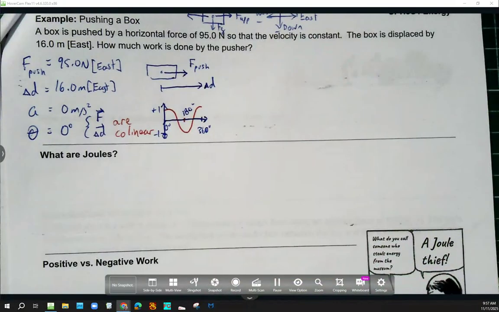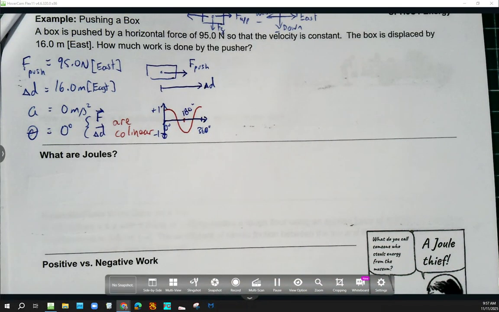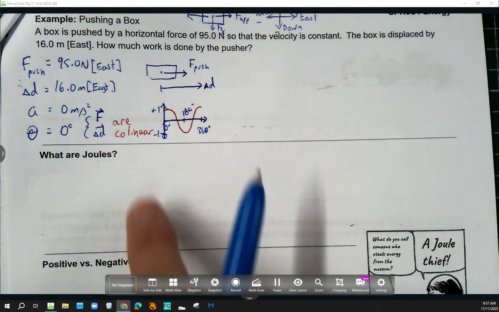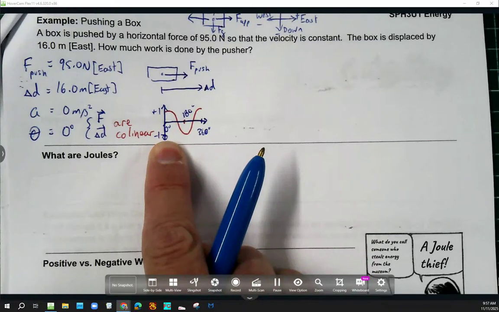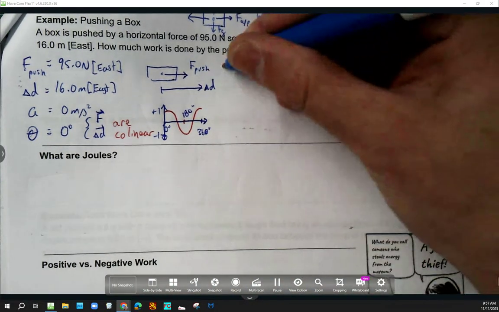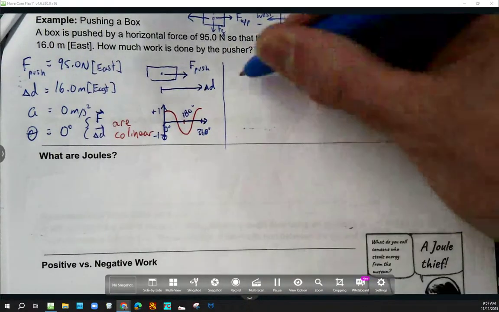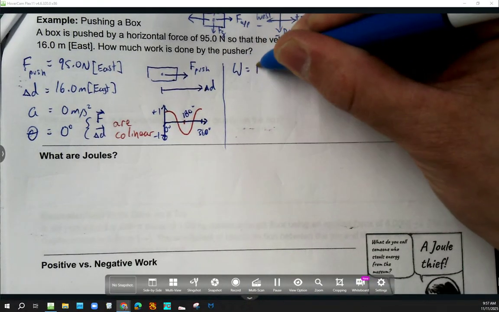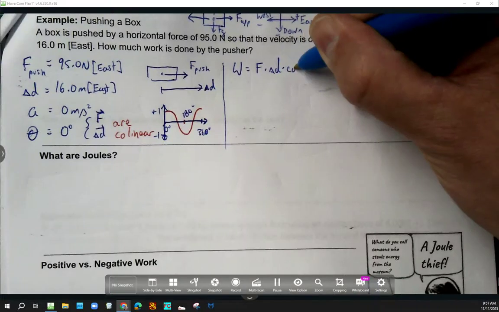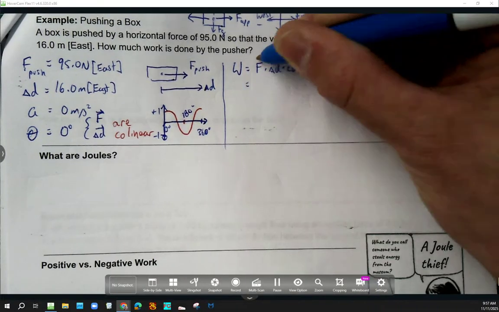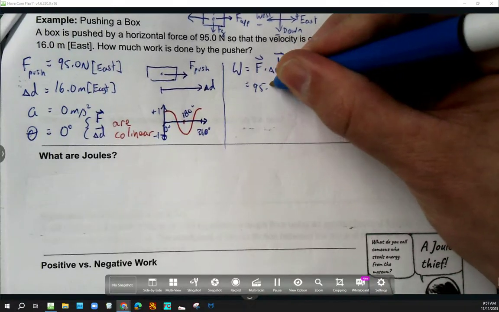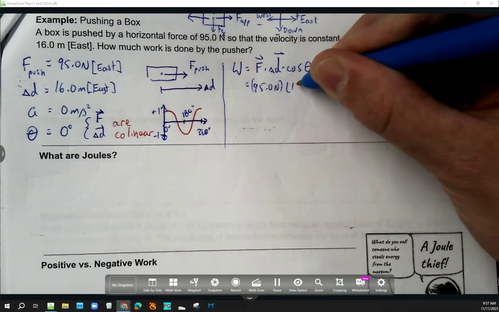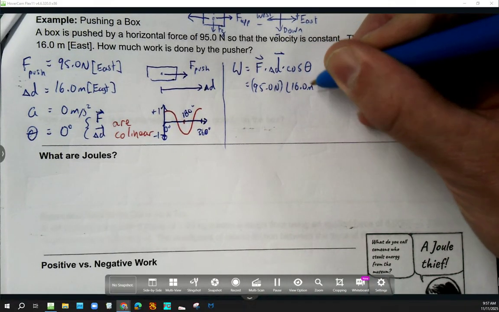And so keeping that in mind, as a quick little thing that I should have in my head, if I've got a theta of 0 degrees, notice that's going to correspond to this curve if I'm going to do cosine of that angle. The only reason I bring that up is because we're going to have to calculate the work done by this pusher, and the work done by the pusher is equal to force times displacement times cosine of the angle between those two vectors, force and displacement. So I've got my force, 95 newtons. I've got my displacement, 16.0 meters.